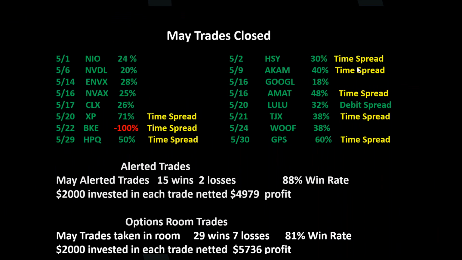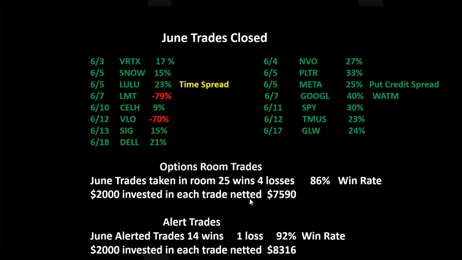You see with these time spreads, these were trades that we took over earnings releases because there are a lot of earnings releases in May. 15 and 2 on alerted trades, and 29 and 7 on the trades we actually took in the room. Again, alert trades are fewer because I can only put swing-type trades out there. This was the trading room, 29 and 7, $5,700.